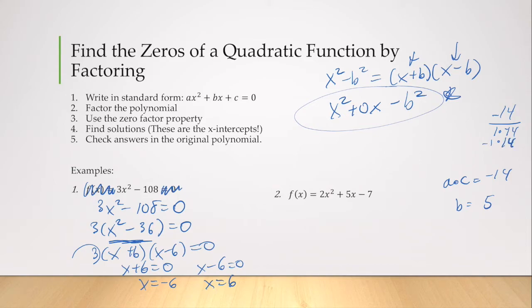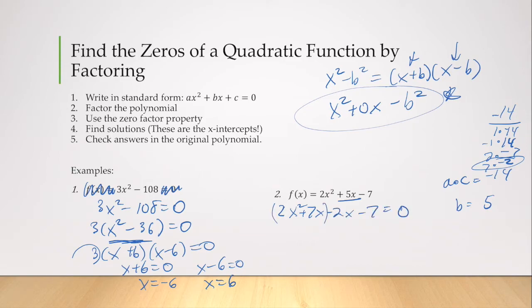And you don't have to make a table if you see it off the top of your head, but I want you to get in the habit just in case you do not. I have 2 times negative 7 and 7 times negative 2. Looks like we have a winner. So I have 2x squared, pull apart this middle term, plus 7x minus 2x minus 7 equals 0.